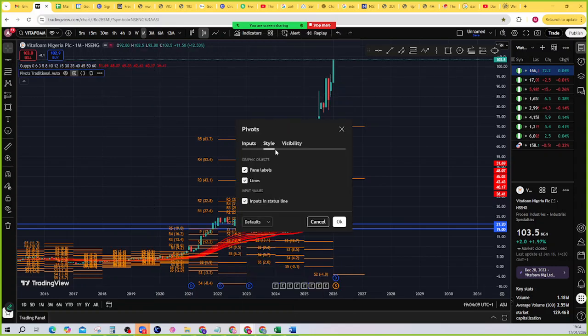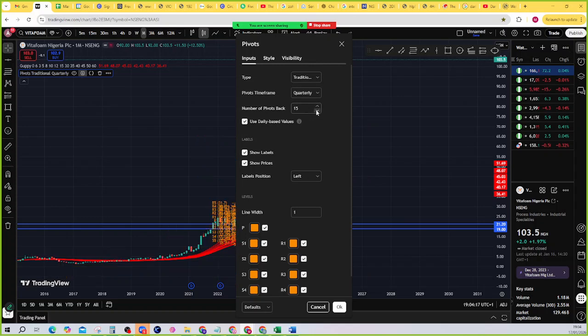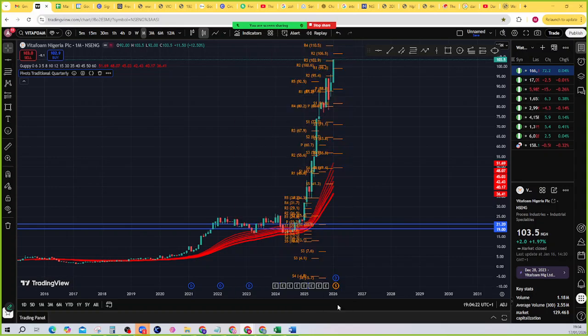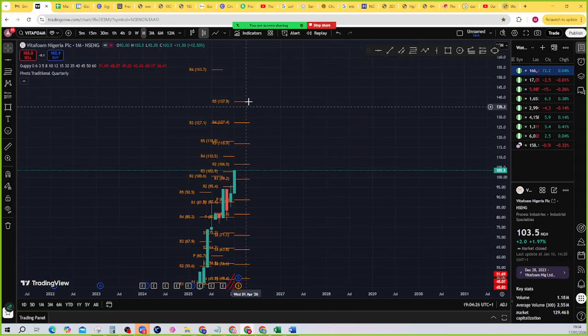Let me use the traditional. I use 3 months quarterly and reduce this thing. I don't need more than that. So you now see you can go as far as maybe 137 or so, you can keep going.